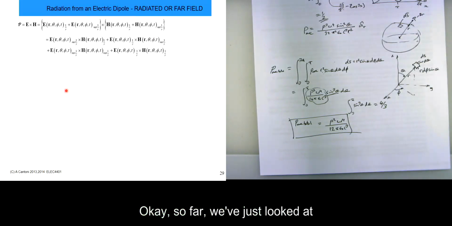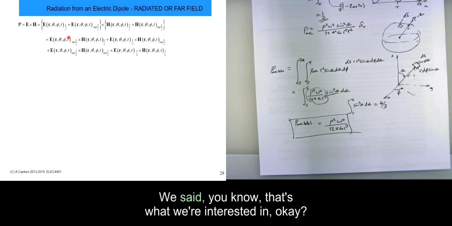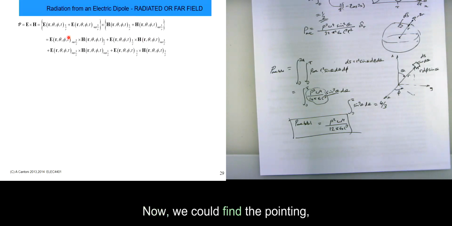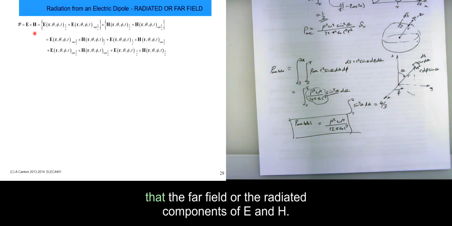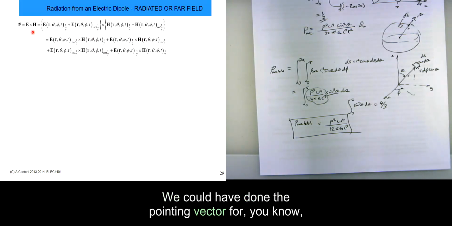So far we've just looked at these 1 on r components, and we said that's what we're interested in. Now we could find the Poynting vector. When we found the Poynting vector just then, we only looked at the E and H that dropped off as 1 on r, the far field or the radiated components of E and H. We could have done the Poynting vector for all the components of E and H.